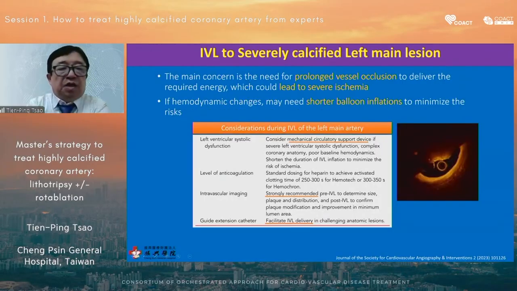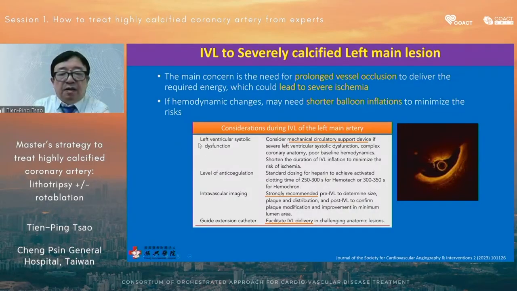Another important issue is IVL to the severely calcified left main lesion. The main concern is the need for blood vessel occlusion to deliver the required energy, which could lead to severe ischemia. If hemodynamic changes occur, we may need a shorter balloon inflation to minimize the risk. So there are several considerations during the IVL of the left main artery.